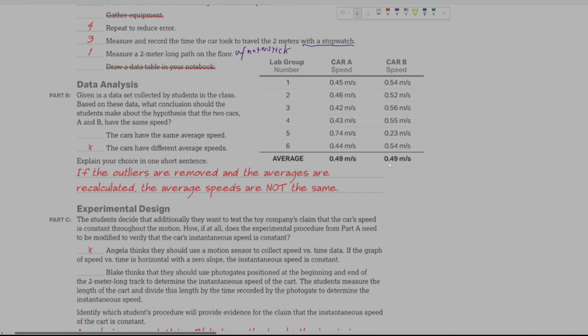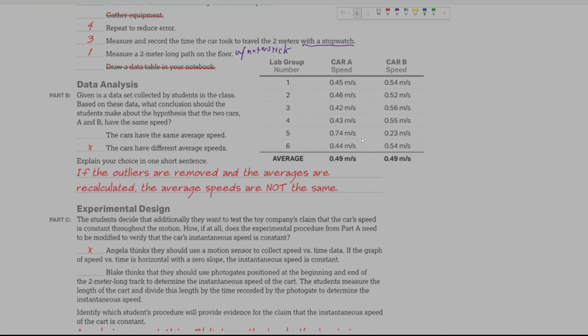Part B. Given is a data set collected by students in the class. Based on these data, what conclusion should the students make about the hypothesis that the two cars, A and B, have the same speed? Okay. It says the averages are the same. Look at that. Hey, already done. Add all up, you get the same numbers. Add them up, divide by 6, boom, 0.49 every time, right?